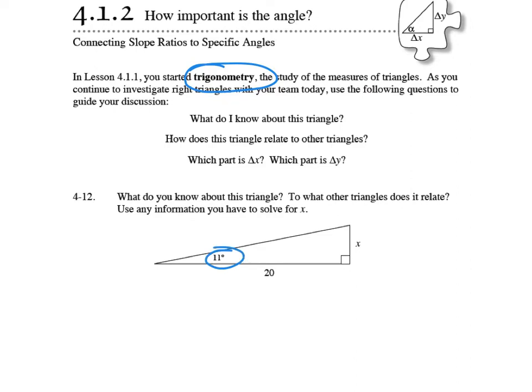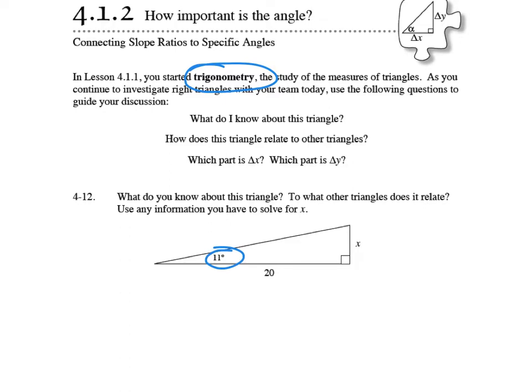And so in problem 4-12, it says, what do you know about this triangle? To what other triangles does it relate? And use any information you have to solve for x. So right now we can't use the Pythagorean theorem because we only have 2 side lengths, and so a squared plus b squared equals c squared will not suffice as a method.